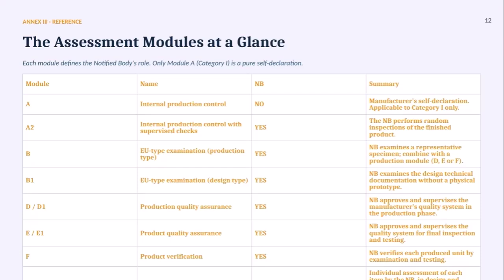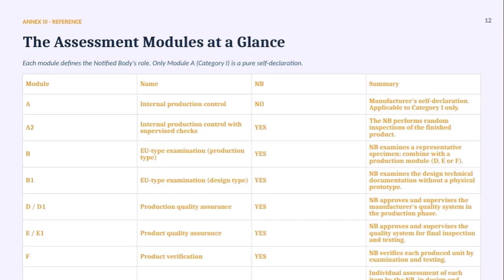B involves examining a physical representative sample, while B1 relies on examining the technical documentation without a physical prototype. Modules D, E, and F cover quality assurance aspects during production and final product inspections, with the notified body supervising the manufacturer's quality systems or verifying each unit. Module G is for unit verification, often used for one-off equipment, where each item is individually assessed in design and production. Finally, Modules H and H1 represent full quality assurance programs.